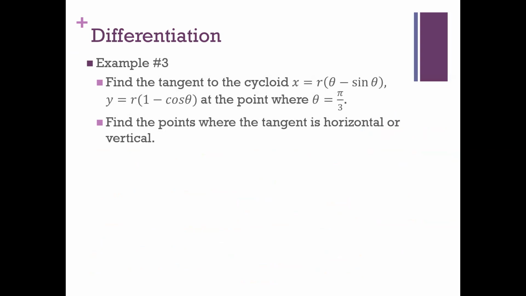So the parameter is not always t, but I still have a parametric curve here. I want to find the tangent to this cycloid. Basically, what these things look like is something like this. I don't think you need to know what this looks like to answer this question, but it might be helpful.